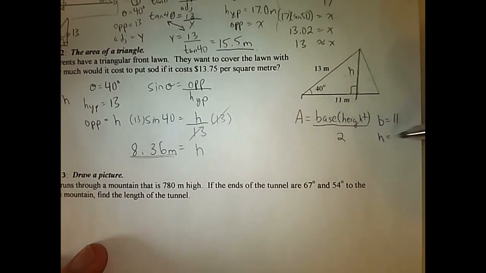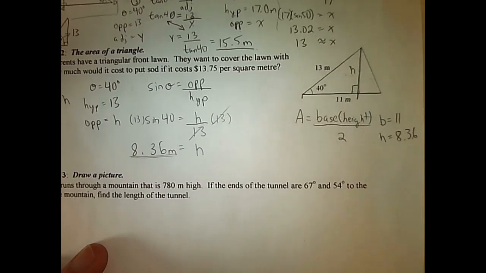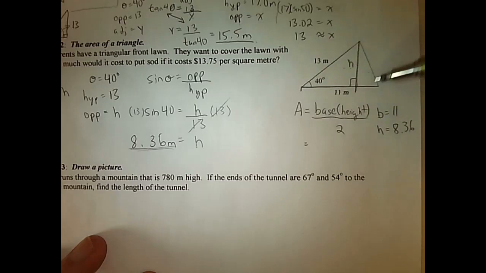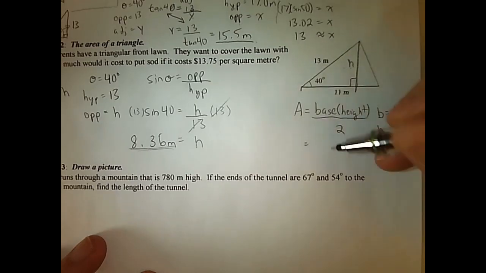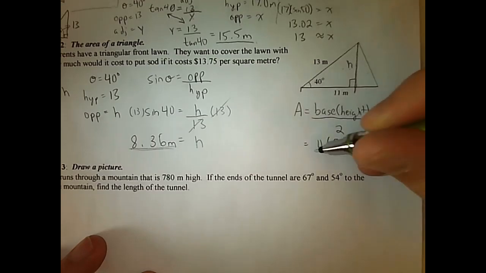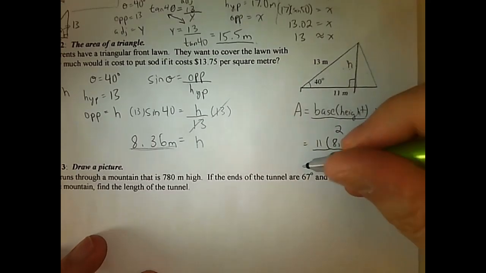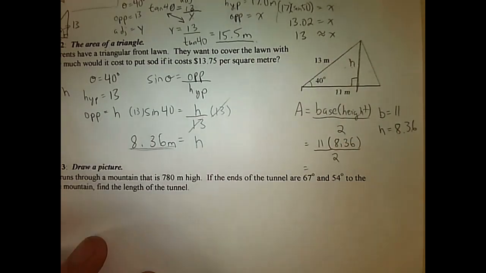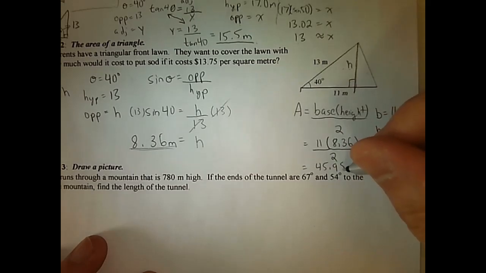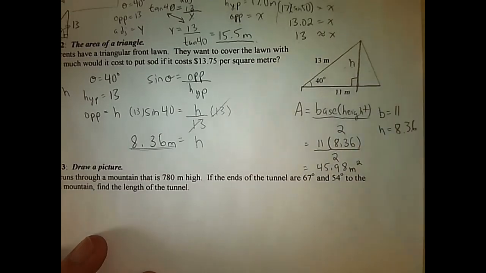So we're going to find the area now, because we have our height is equal to 8.36. So using our area equation, the area of the triangle is, the base is 11, the height is 8.36 divided by 2, and then we get, if I multiply and divide that, 45.98 meters squared.